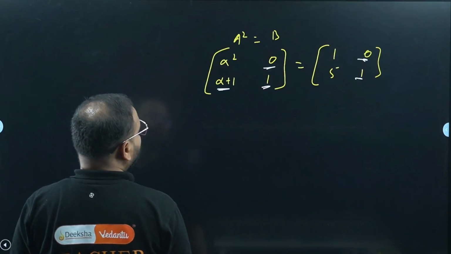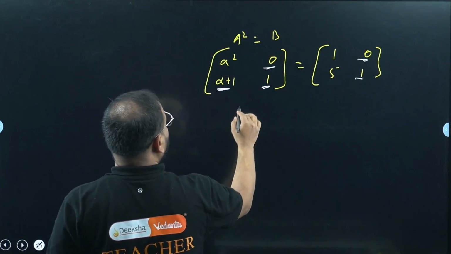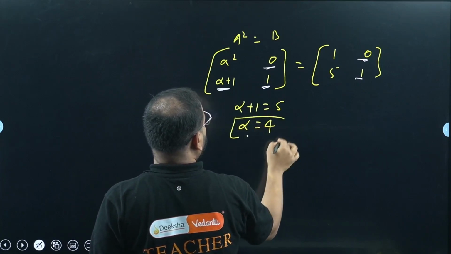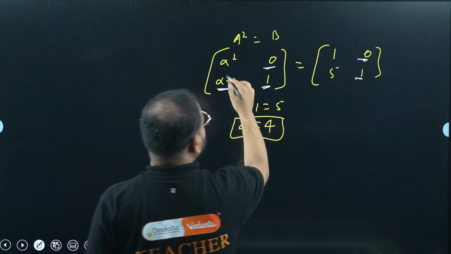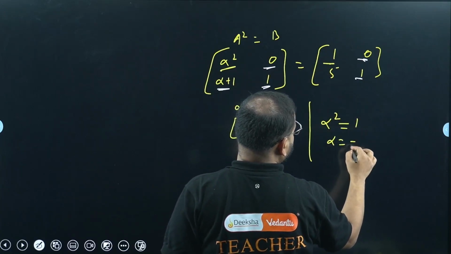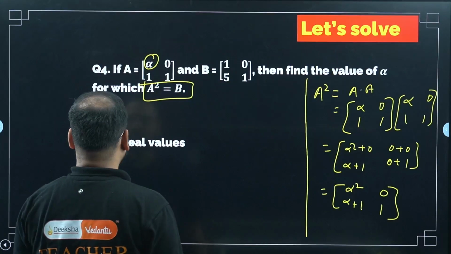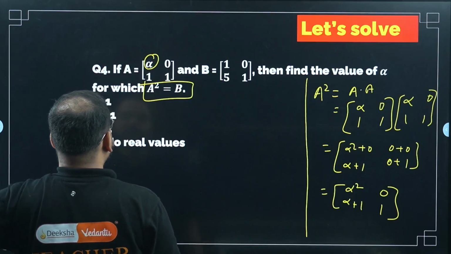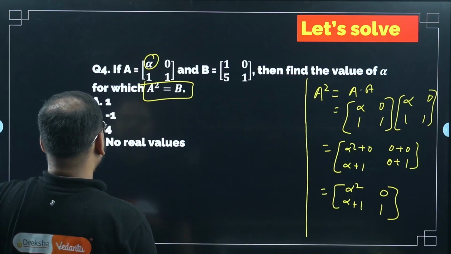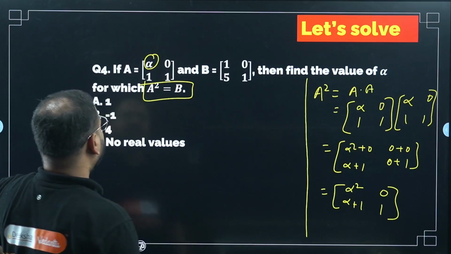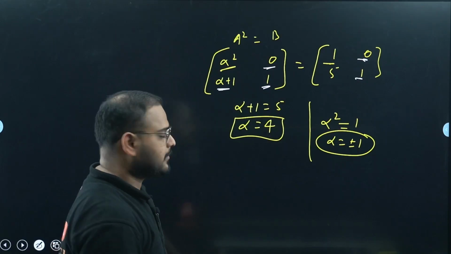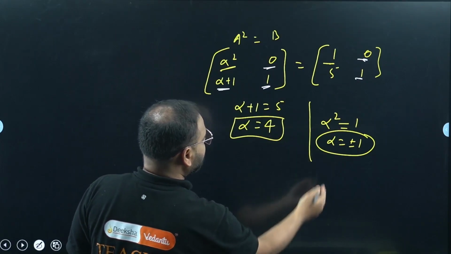Something is wrong. Is something wrong? Let's check. If I take alpha plus 1 equals 5, my alpha is coming as 4. And if I take the first entry, alpha square equals 1, then alpha is coming as plus minus 1. How is that possible? So actually plus minus 1 and 4. So we are getting two values, alpha equals 4 and alpha equals plus minus 1.